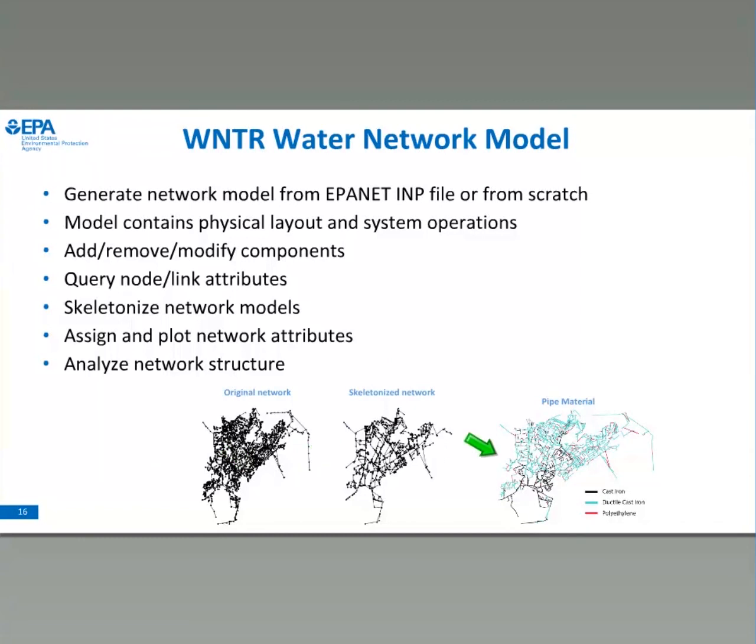Again, as I mentioned previously, you can highlight and assign different characteristics to different features. So here we assigned different pipe materials to different pipes and color coded them accordingly. Another feature within WNTR is the ability to analyze the network structure, and this allows you to see how interconnected different components are, and you can see how redundant the system is, and these are built-in features.